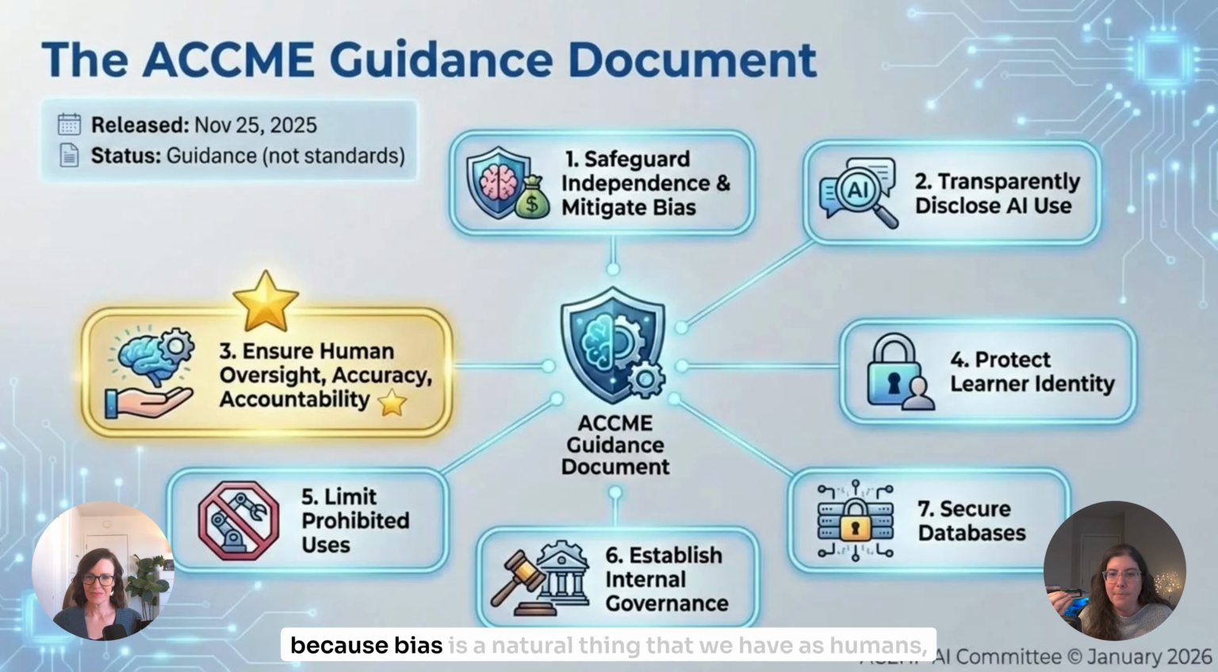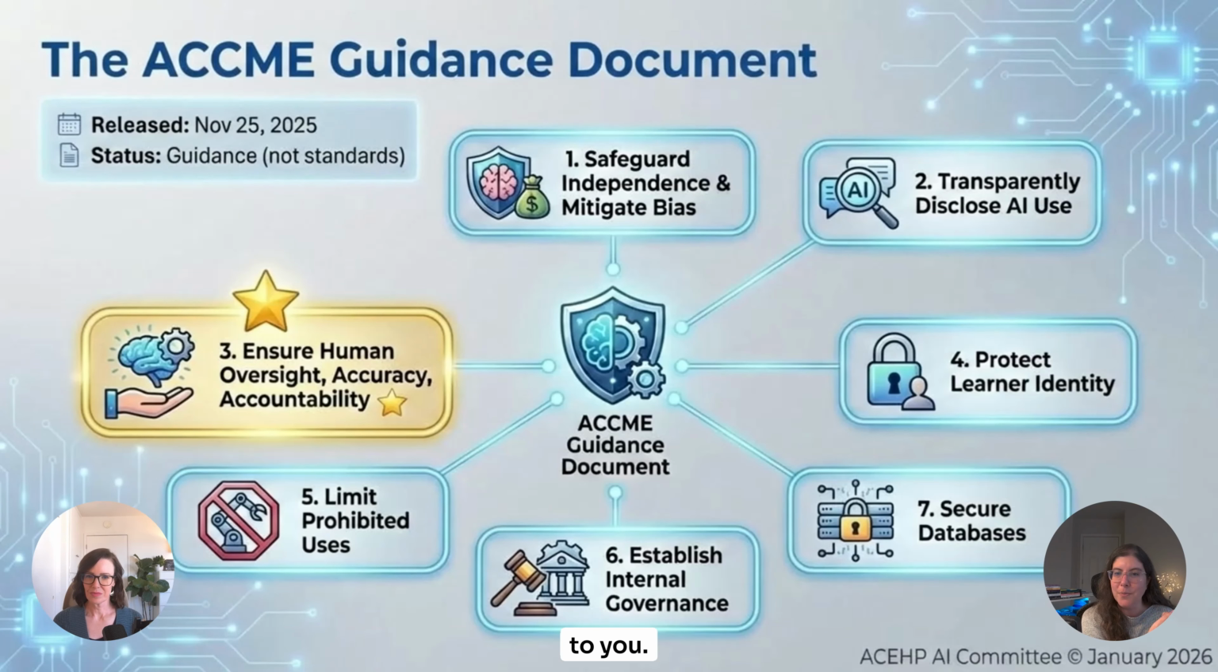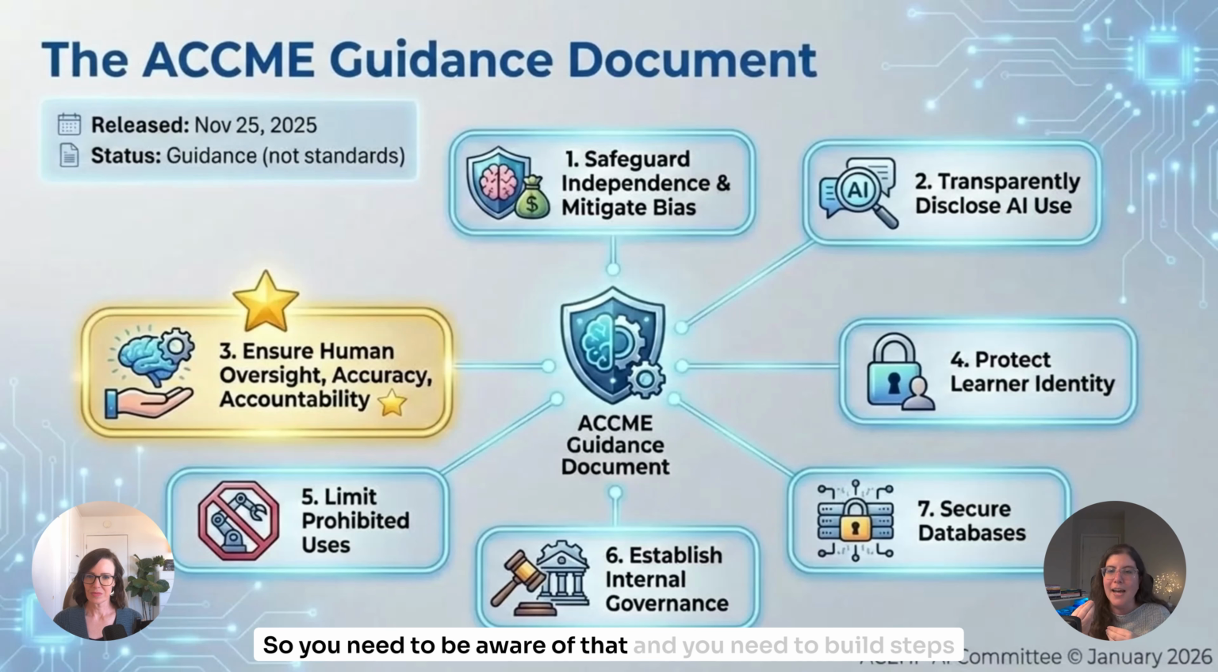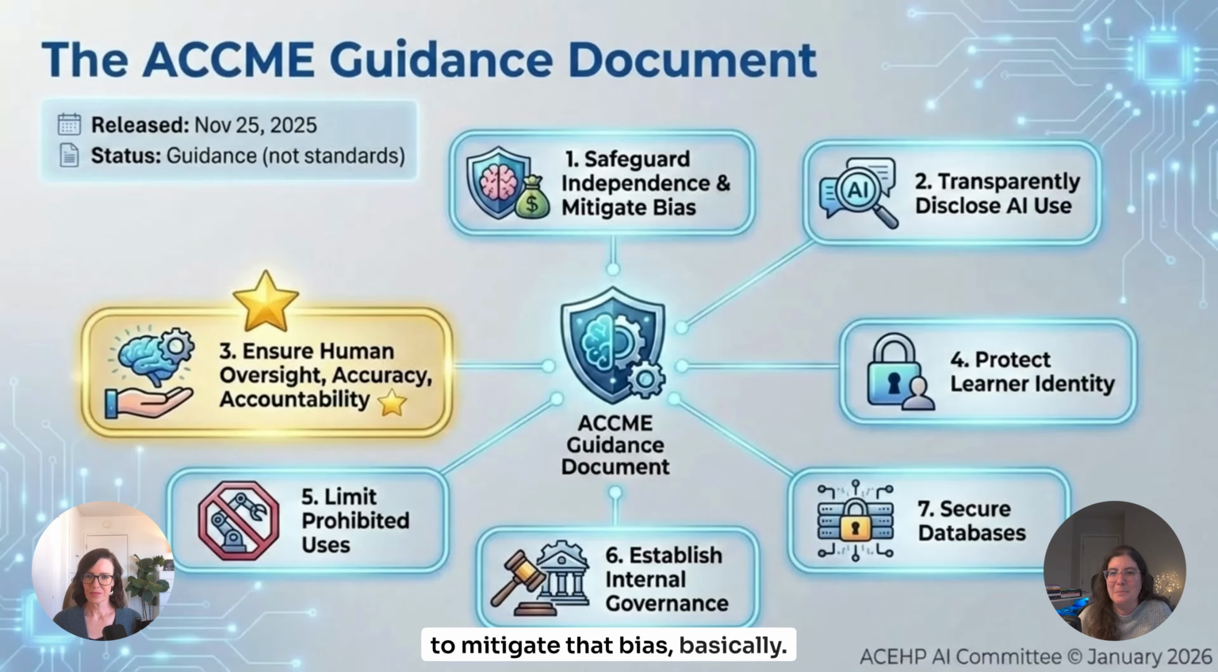And because bias is a natural thing that we have as humans, all of that knowledge that was on the internet has bias, be it commercial bias or other types of bias. And then the way AIs work is because they are looking through things and trying to identify the potential hidden rules, what it interprets is those biases as hidden rules that it then puts as itself as a rule for how it's going to respond to you. So that is why AIs amplify bias. So you need to be aware of that, and you need to build in steps to mitigate that bias, basically.